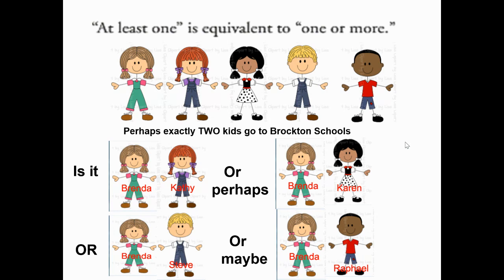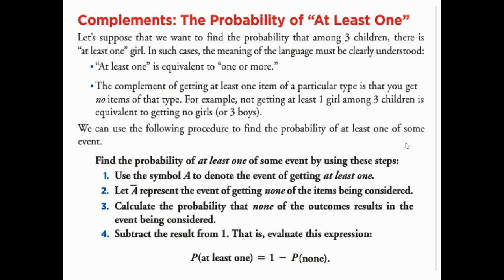See, right now we don't know how to find a probability of exactly 1 or exactly 2 or exactly 3. So to solve this at least one problem, we're going to be making use of the complement rule because we know the complement of at least 1 is none. None of the 5 kids go wrong. All right, so here's the process here.